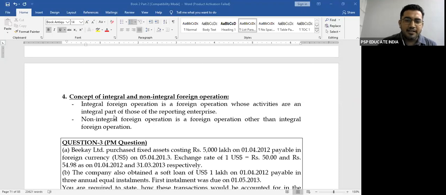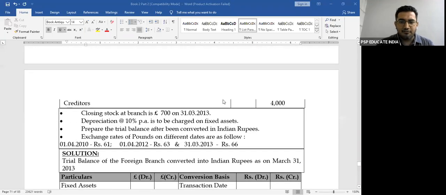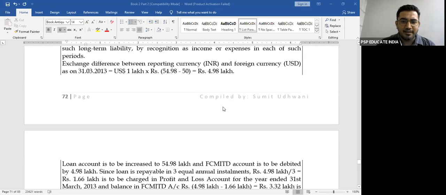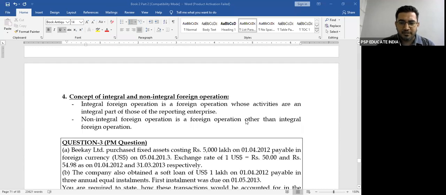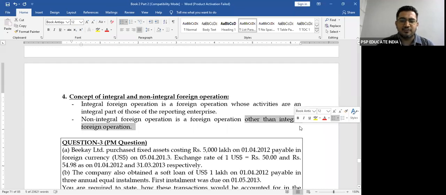It says non-integral foreign operation is a foreign operation other than integral foreign operation. मतलब जो integral foreign operation नहीं है उसको हम क्या कहेंगे, non-integral foreign operation कहेंगे. So anything that is other than integral foreign operation is a non-integral foreign operation. What is the meaning of an integral foreign operation?